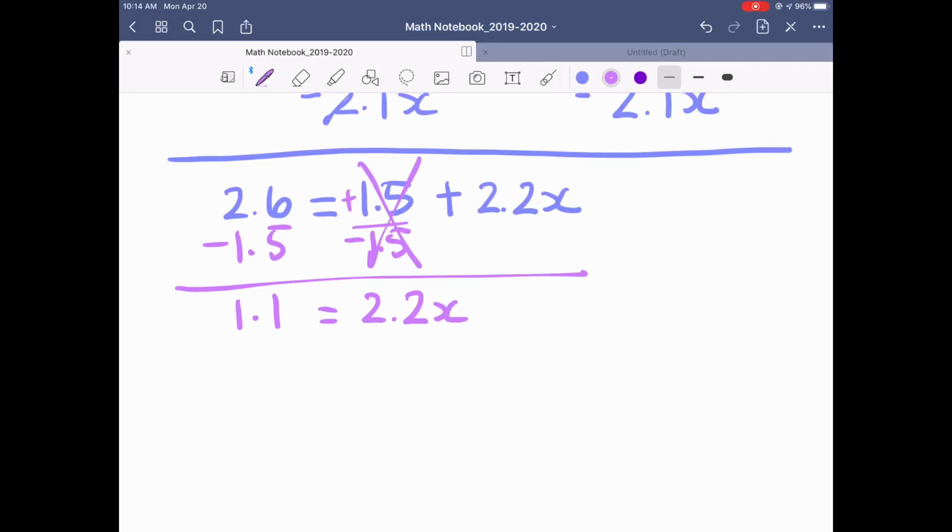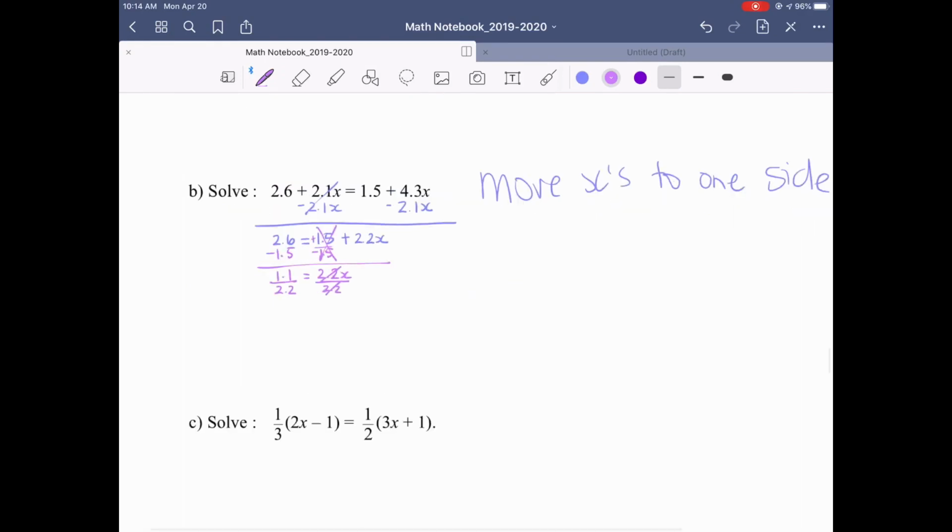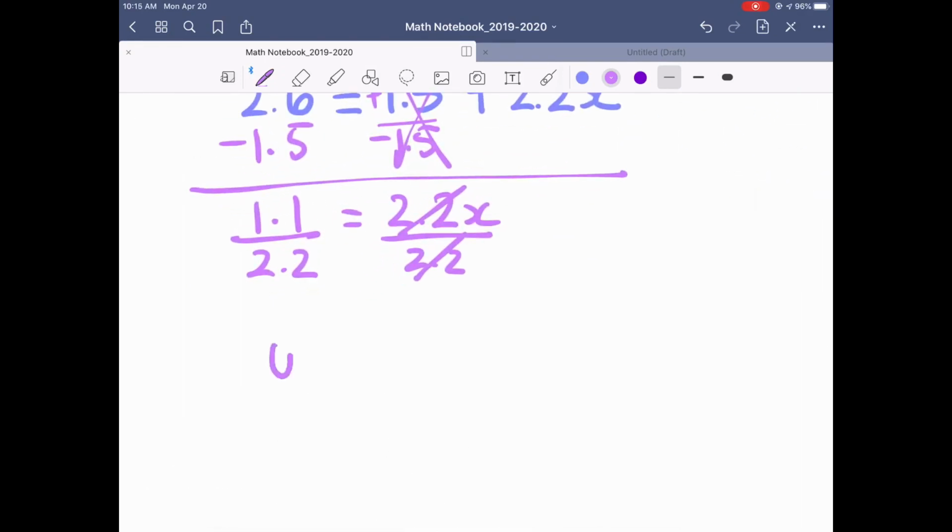And now all you have to do is isolate x. It's being multiplied by 2.2, so the only thing you have to do is divide by 2.2 to cancel it out. What you do to one side, you do to the other. And then when you solve it, 1.1 divided by 2.2 is equal to 0.5. And we're just left with x here. So x is equal to 0.5.